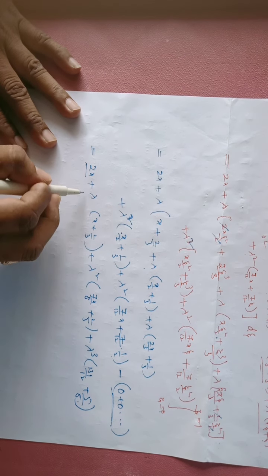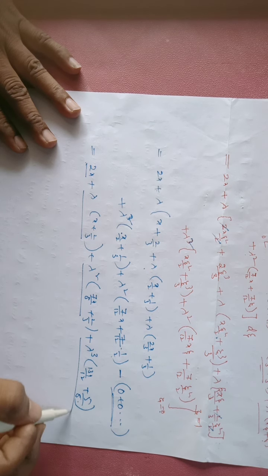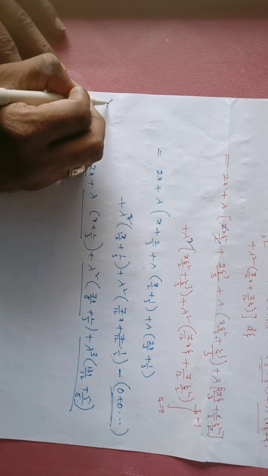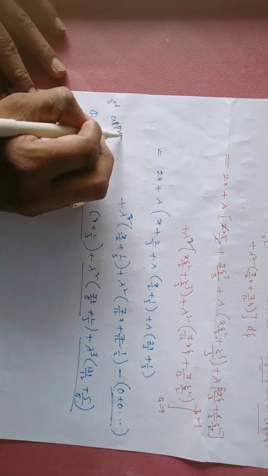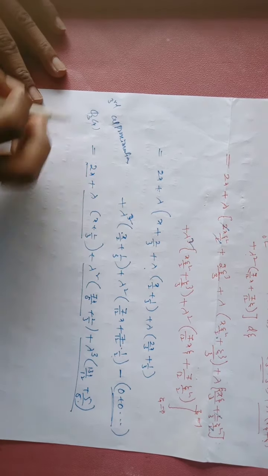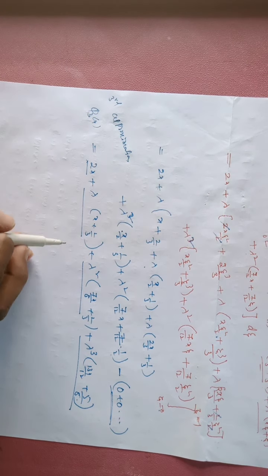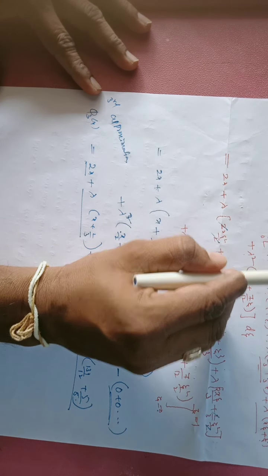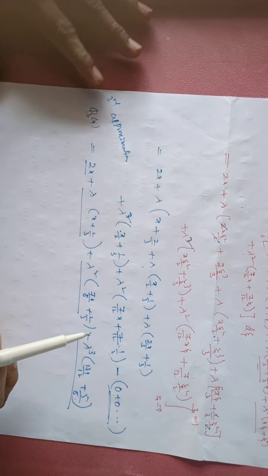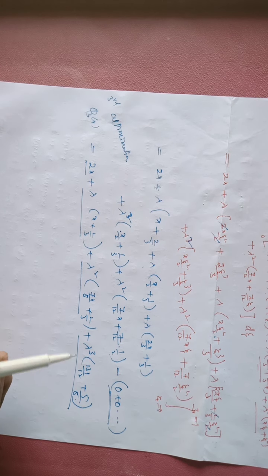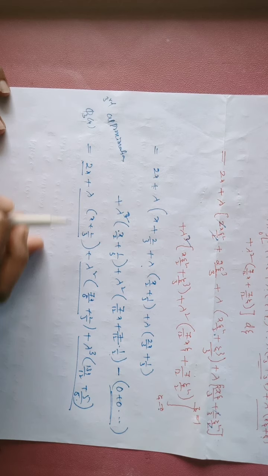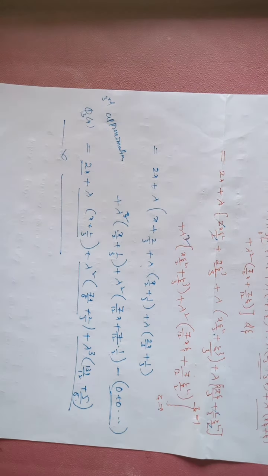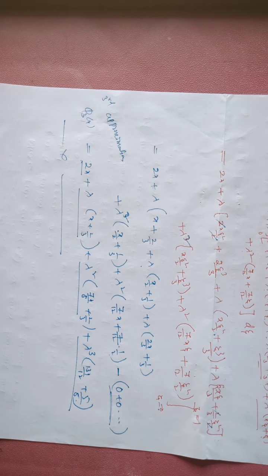So here 2x, lambda coefficient, lambda square coefficient, lambda cube coefficient. This is the third approximation, pi 3x. It is called the third order approximation. Pi 3x is equal to this one. Now you see pi 2x is equal to 2x plus lambda times x plus 2 by 3 plus lambda square into x plus 7 by 12. Here pi 3x is equal to this one. So up to here, this is the solution of the given integral equation.